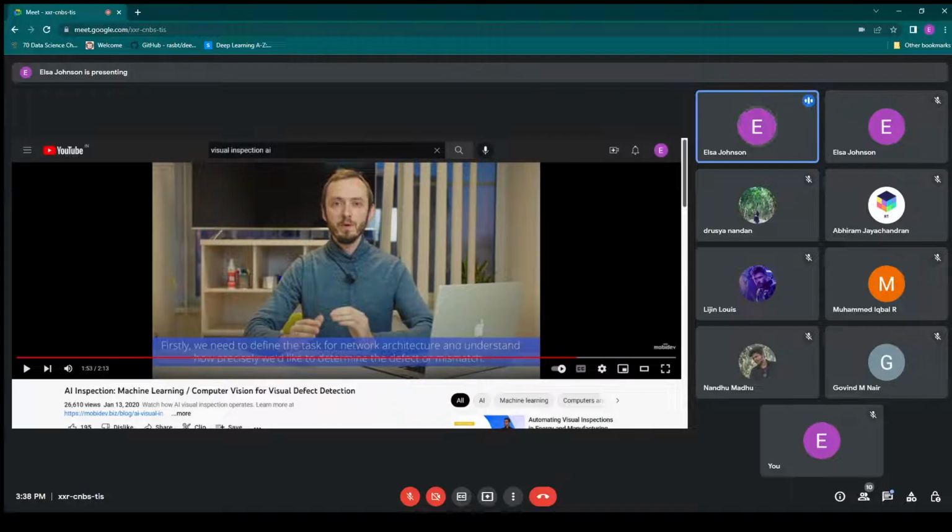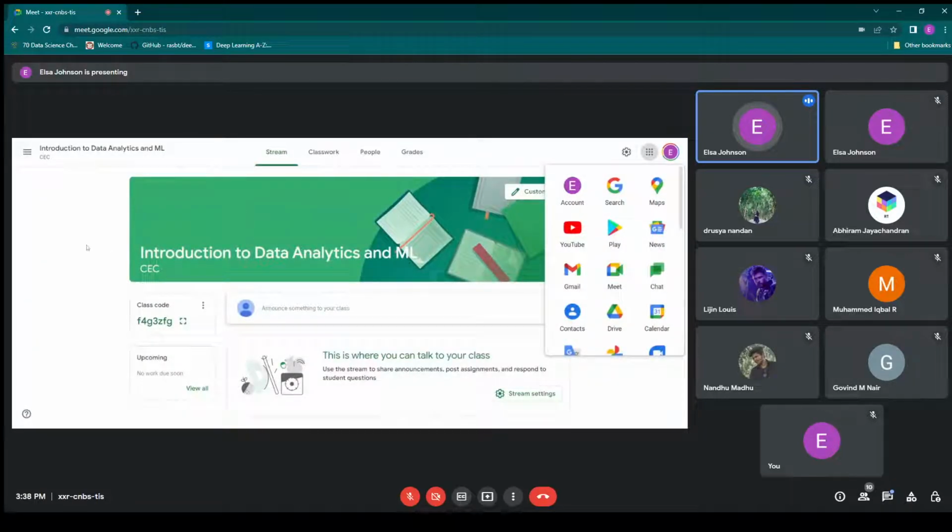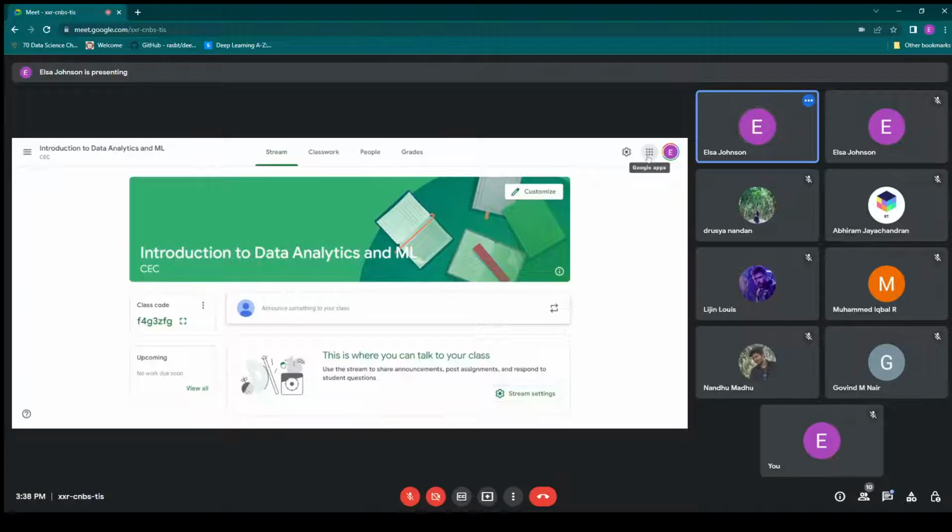So I'll just tell those who are in the meeting, I just want to show what you have to do for next week's demo. So I have this class formed actually, Introduction to Data Analytics and ML. This is the class I have formed, and here I can paste this code in the WhatsApp itself.